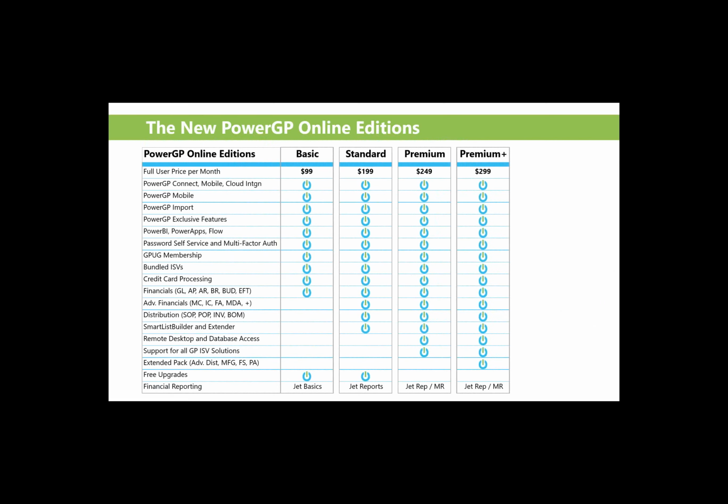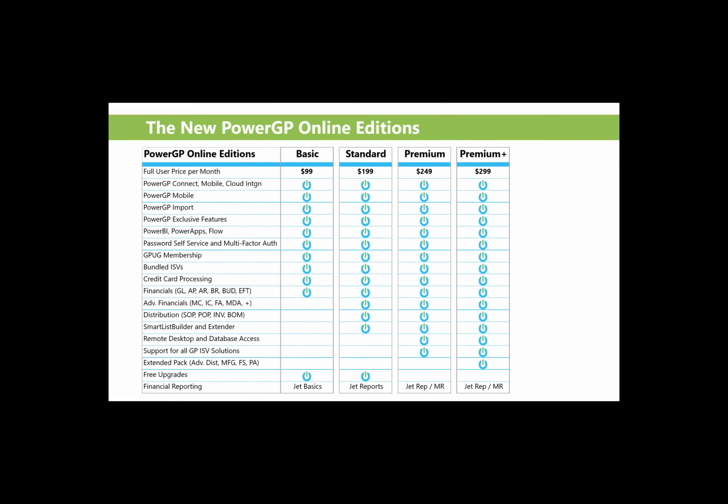So premium, and then we have premium plus. Premium plus, the only difference, if you know Dynamics GP licensing, is that this includes the extended pack. If you aren't familiar with that, it means the advanced distribution modules, manufacturing, field service, and project accounting. If you need any of those more advanced functionalities, then you'd be at premium plus. Same type of scenario: Jet Reports, the paid version of Jet Reports, is included in standard, premium, and premium plus.